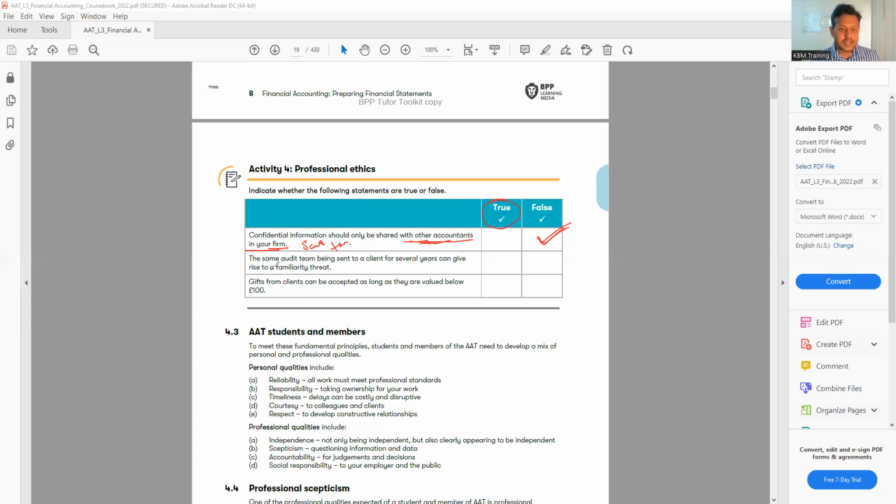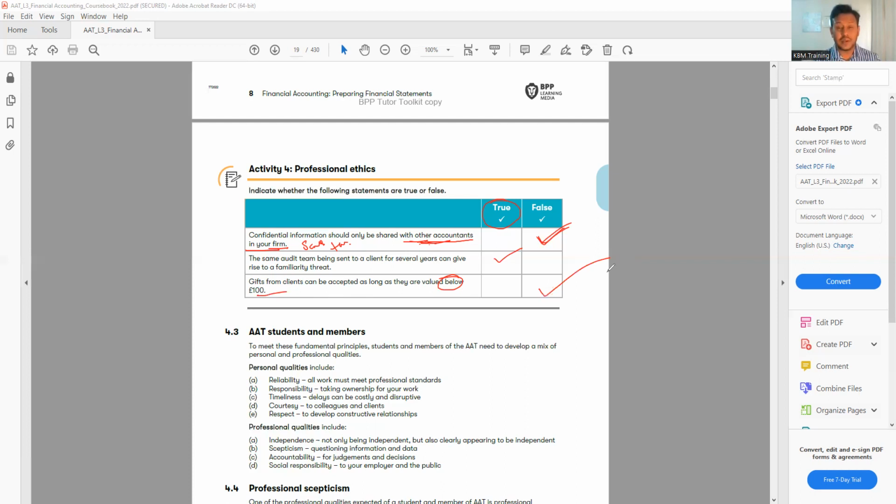The next one says the same audit team being sent to a client for several years can give rise to a familiarity threat. That's true, because if I send the same team to the same client for so many years and they become close, it will create the familiarity threat. A gift from a client can be accepted as long as the value is below 100 pounds. That's not true, it's false.